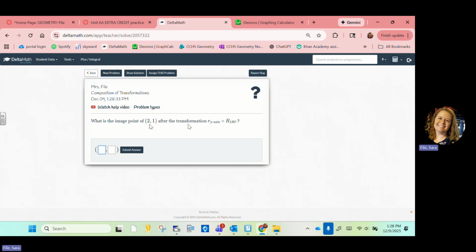Okay, so we have our point. Reflect over the y-axis means the y stays the same and the x changes sign. And rotating 180 means both the x and the y will change signs. So this is going to become +2 and -1.